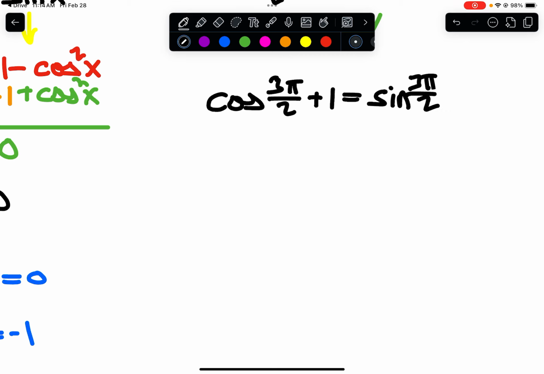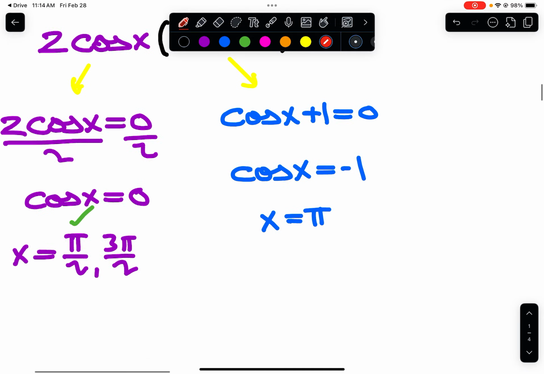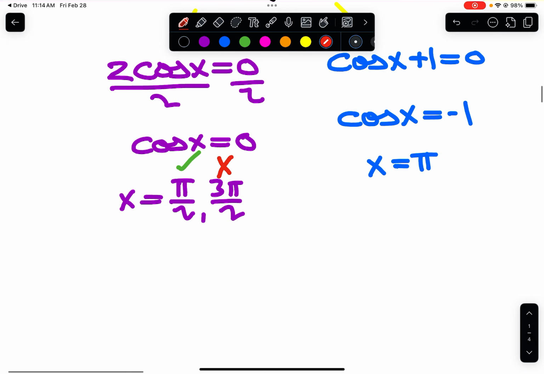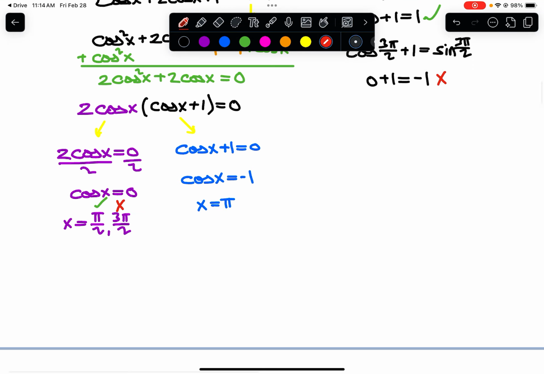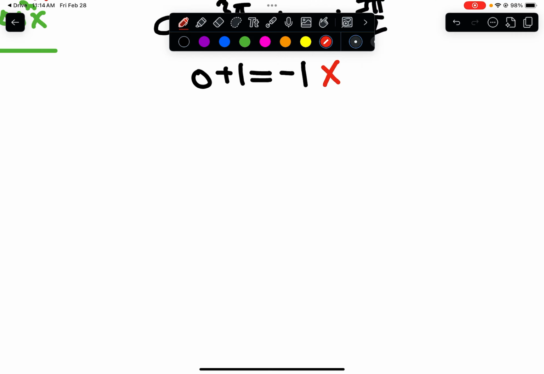Now, cosine 3 pi over 2 is 0 plus 1, and then sine of 3 pi over 2 is -1. So 0 plus 1 does not equal -1. So that is a false statement, so 3 pi over 2 would be considered extraneous. And then we still need to check pi. So cosine of pi plus 1 equals sine of pi.